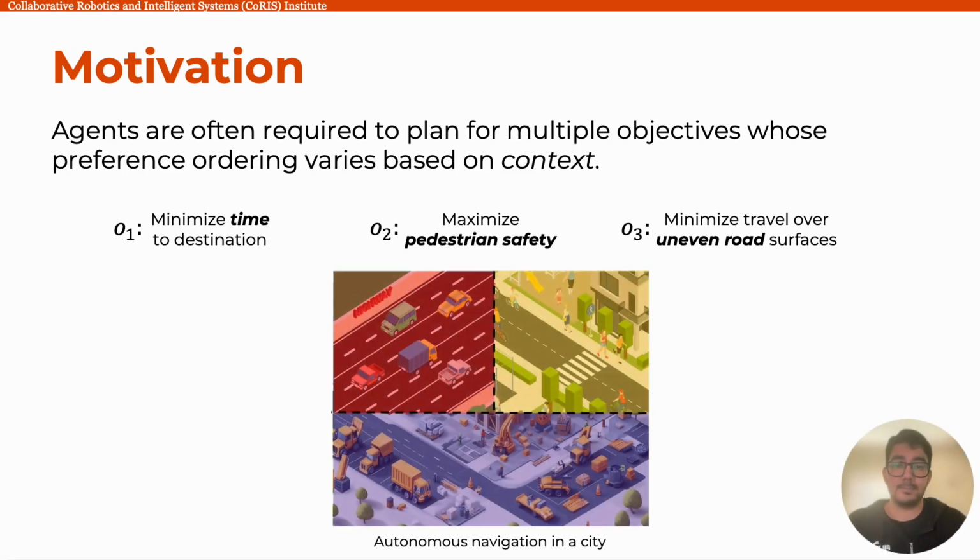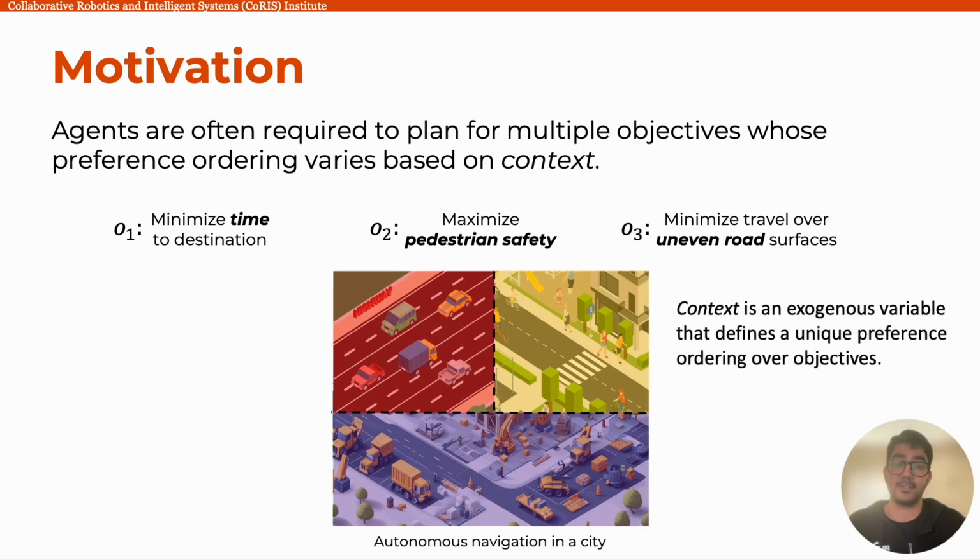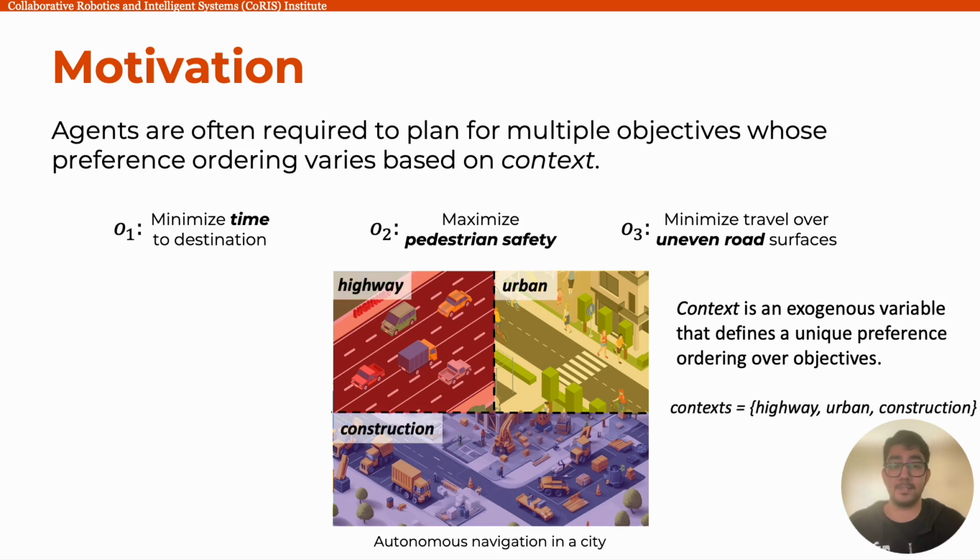And this change of preference we denote using a context. Context is an exogenous variable that defines a unique preference ordering over objectives. So in this example, the set of contexts are highway, urban, and construction.